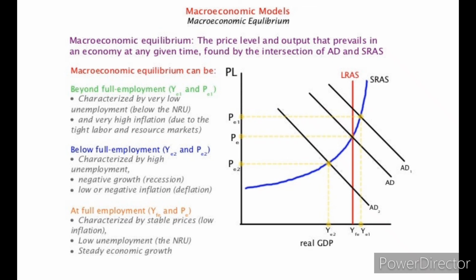So, in macroeconomics as well, the aggregate demand, aggregate supply model has been used to depict how the quantity of total output and the aggregate price level may be determined in equilibrium.